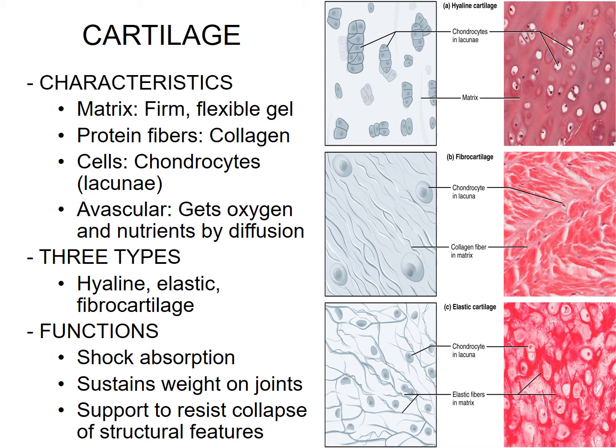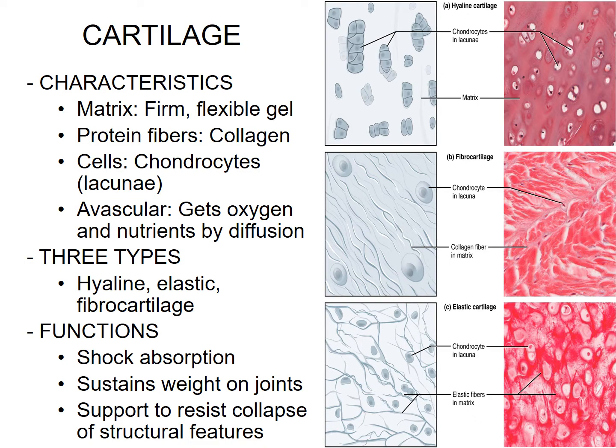So remember the characteristics of cartilage. We have the circle-looking structures. They're called lacunae. And inside the lacunae are those cartilage cells. We call them chondrocytes. And then everything that's not inside the lacunae is called the matrix.